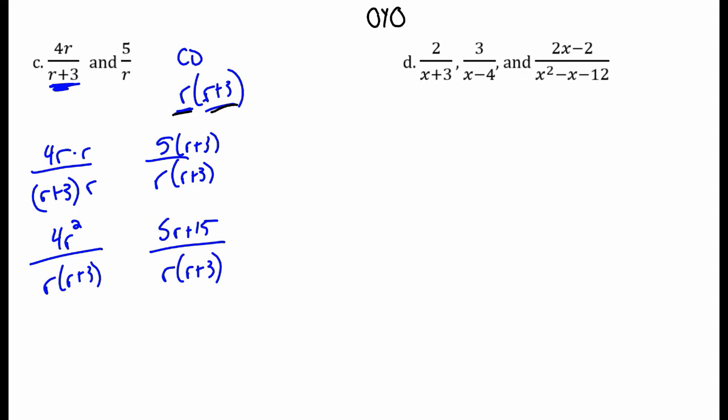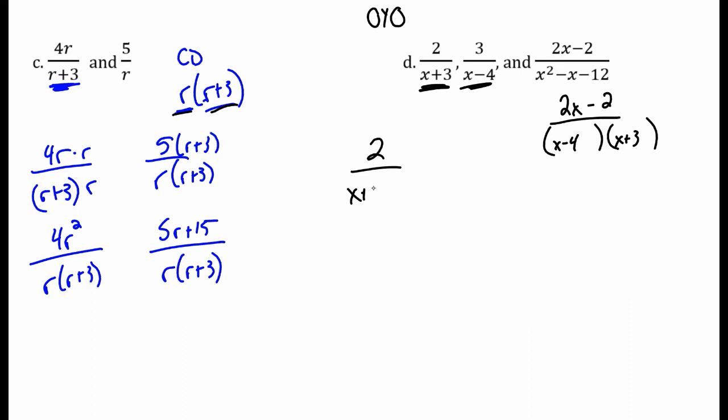Welcome back. So hopefully you realize that, wait a minute, this second expression here, if I factor that denominator, it's x squared minus x minus 12. You asked yourself, what multiplies to negative 12 that adds to negative 1? X minus 4 and x plus 3. So what does everyone need? Everyone needs an x plus 3 and an x minus 4, and this guy's already got both of them.